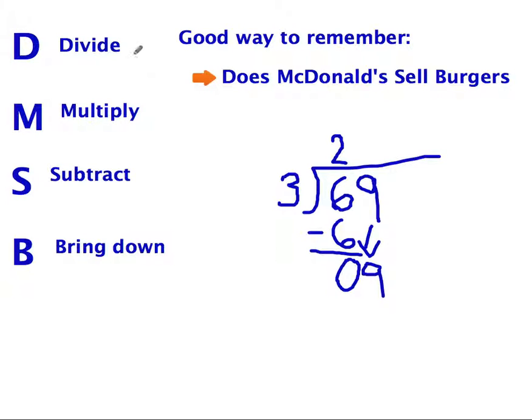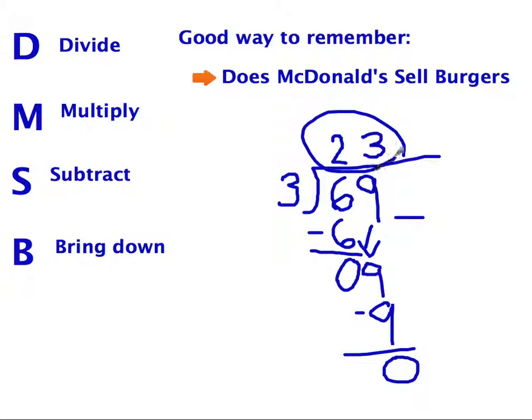Then we're going to start all over again with divide, D, dad, or does. 3 goes into 9 3 times. Then we're going to multiply. 3 times 3 is 9. Then we're going to subtract. 9 minus 9 is 0. And then we're going to bring down. But this number doesn't have any other numbers in it. So we are all done, and this is our answer. So I'm hoping that D, M, S, B helps you remember divide, multiply, subtract, and bring down.